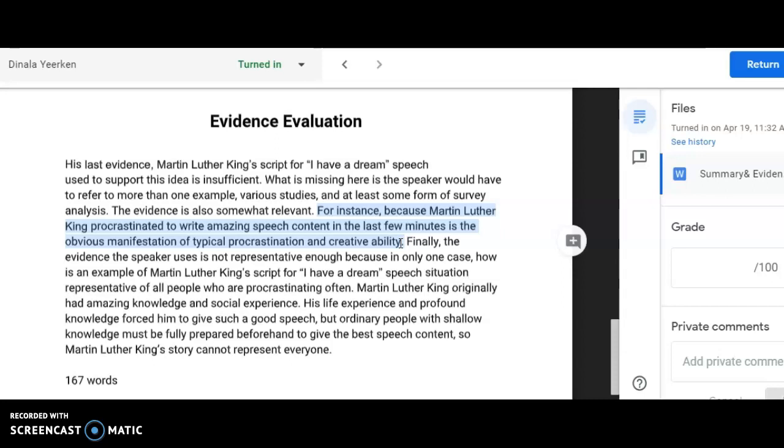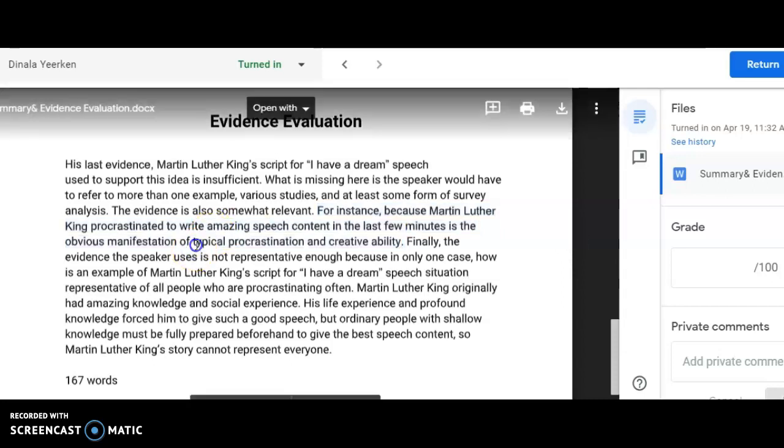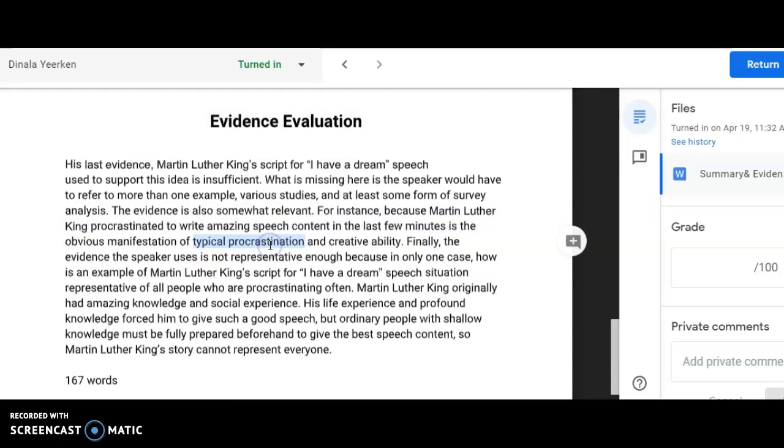Now, here when you say typical procrastination, that's more like representativeness. That sounds like you're talking about representativeness. For relevance, what you can say is, is the speech writing of Martin Luther King relevant to the creation of ideas of original thinkers? I mean, it's just one type of speech writing. How relevant is that as an example?